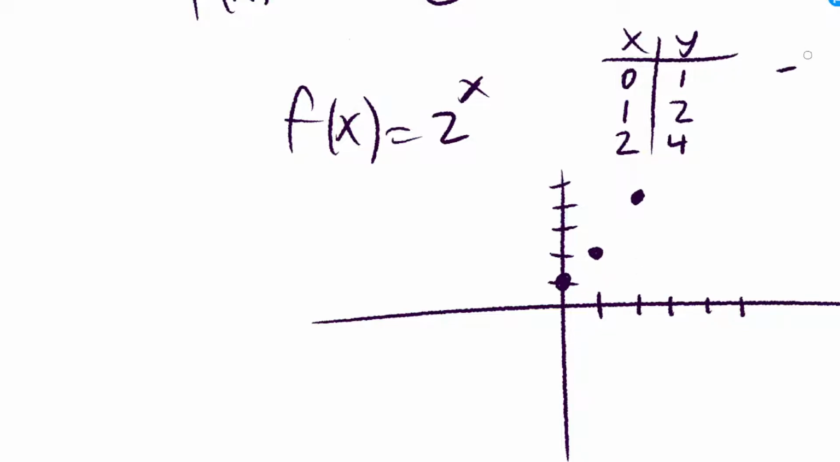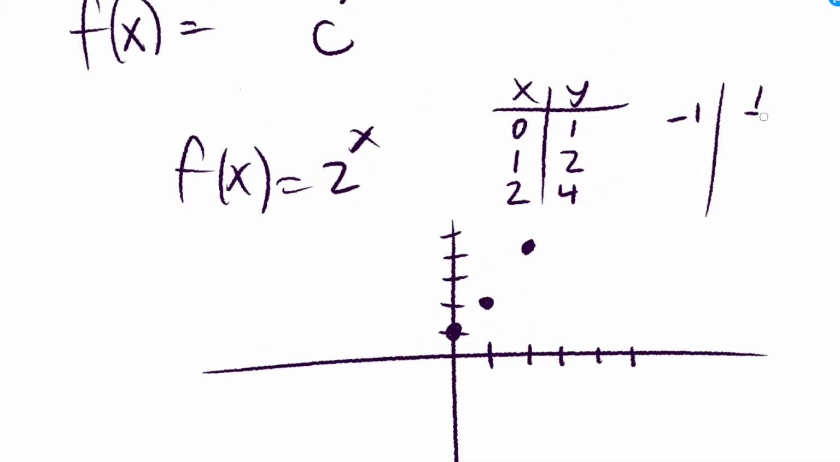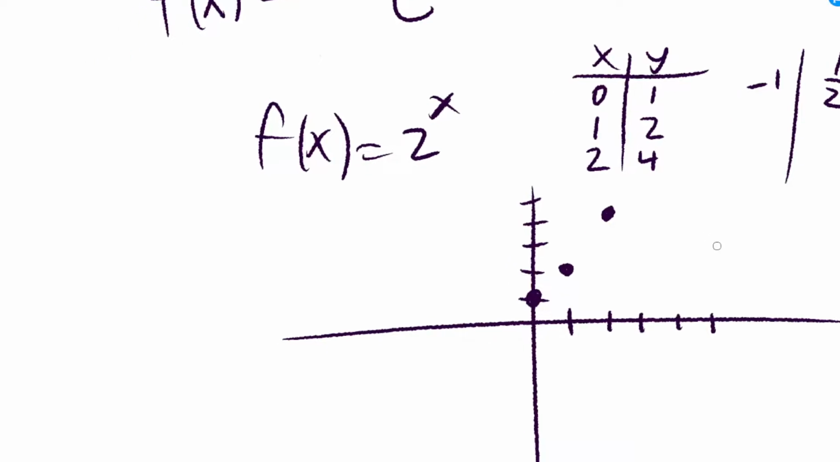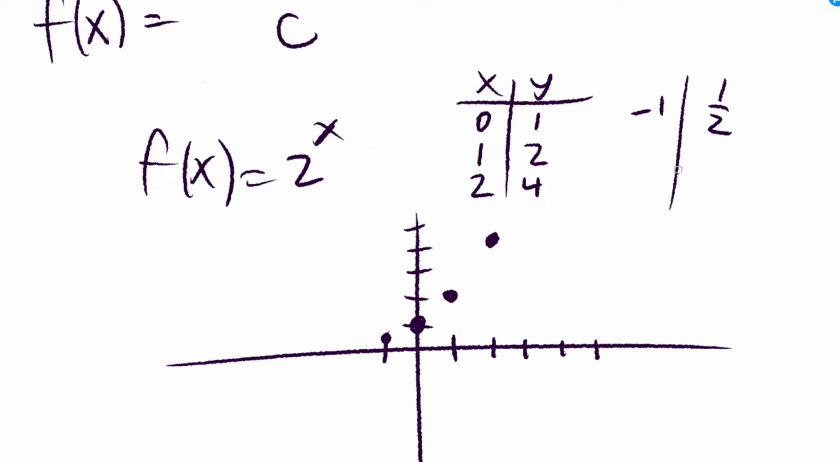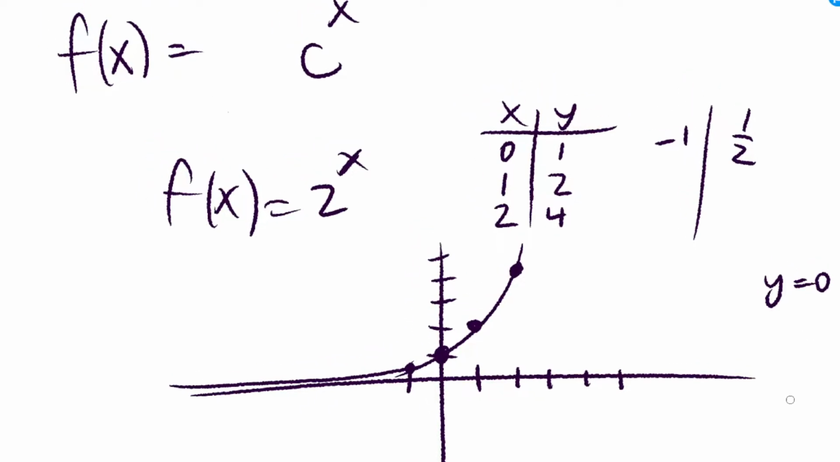Now let's say we did something like -1. If we did -1 for x, that would turn into 1/2, if you remember exponent rules. So we'll be like right here, sort of. And if you went on forever, you would notice a pattern that you can never reach 0 or negative numbers. So we have an asymptote at 0, at y equals 0.